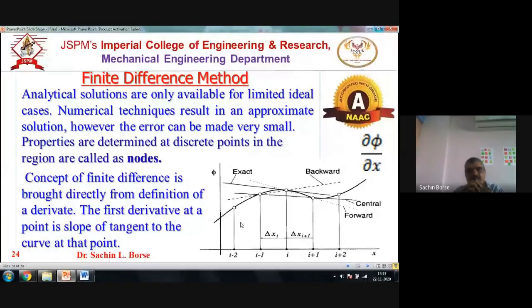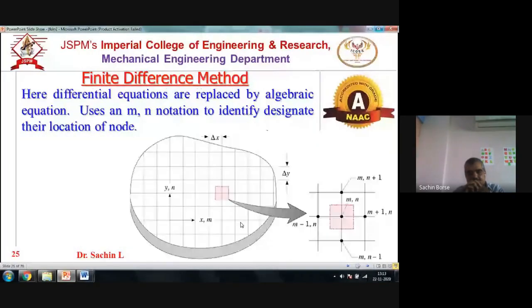Slide number 25. So what we do, we replace the differential equation by an algebraic equation, which is a difference of quantities. We split the domain or the volume where we want to do the calculation into small elements, and the corners of these small elements are called nodes.